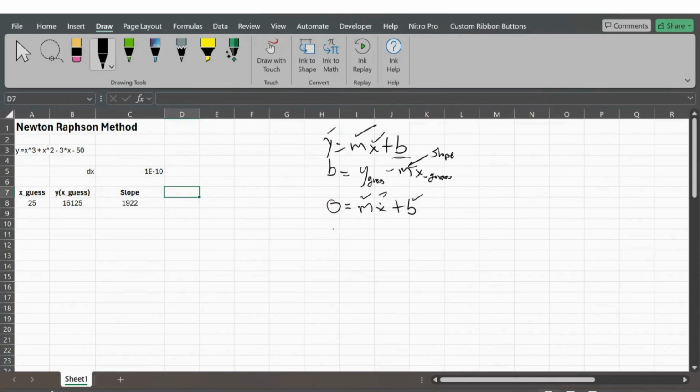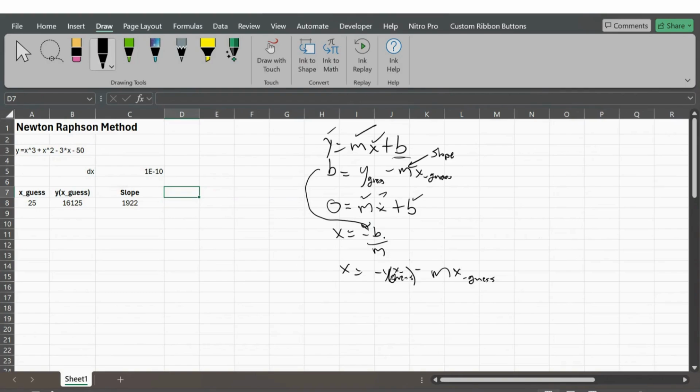So we do a little bit of algebra here. We say x equals negative b over m. And then let's plug in what we got for b back up there, back down here. So we can say x equals negative y guess, I should call this y of x guess, minus m times x guess.